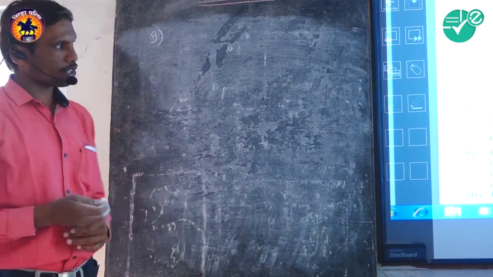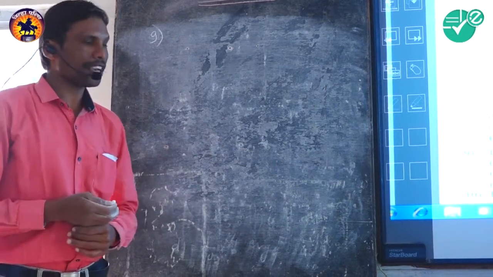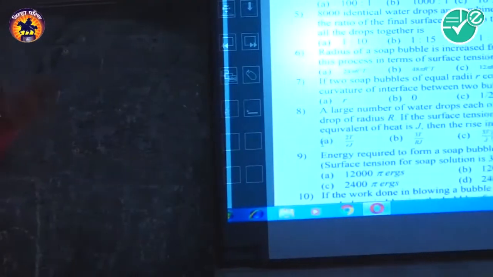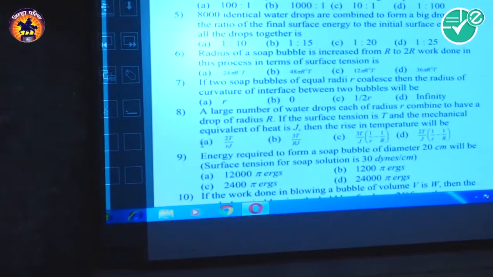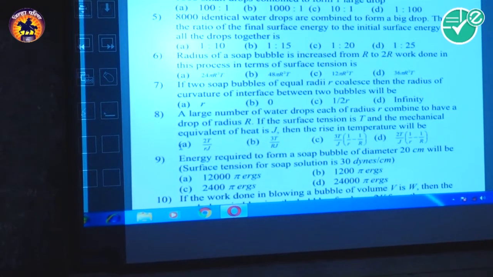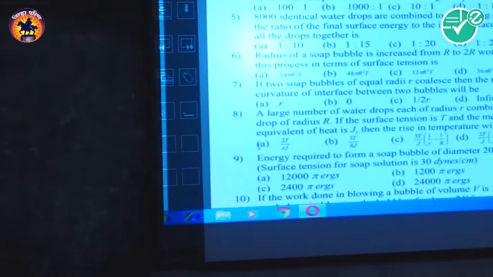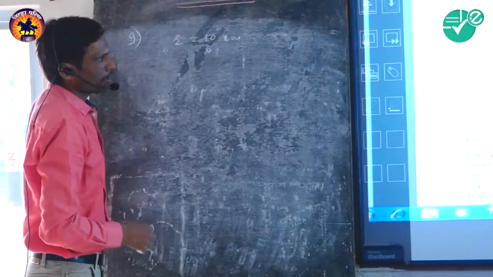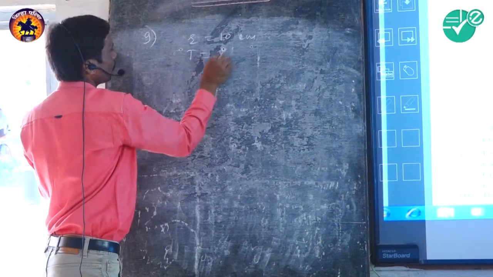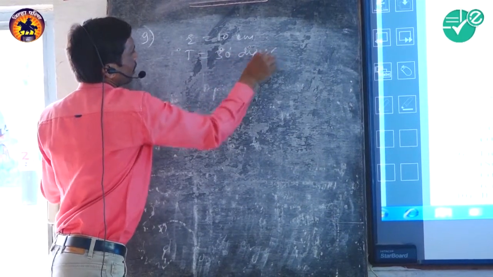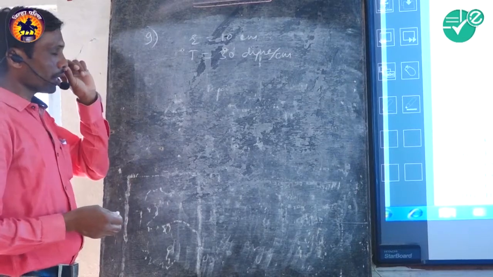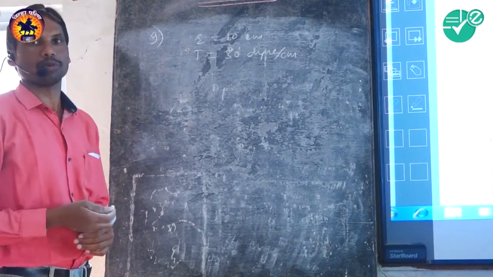The energy required to form a soap bubble of diameter 20 centimeter will be. The surface tension of the soap solution is given. Here the diameter of the soap bubble is given, it means the radius is 10 centimeter. Surface tension is also given, T is equal to 30 dyne per centimeter. And we are asked for the energy required to form such a soap bubble.